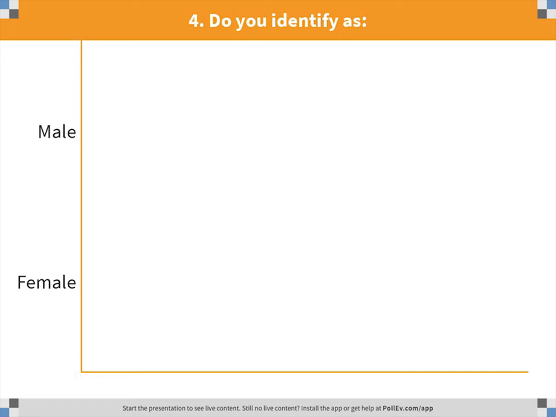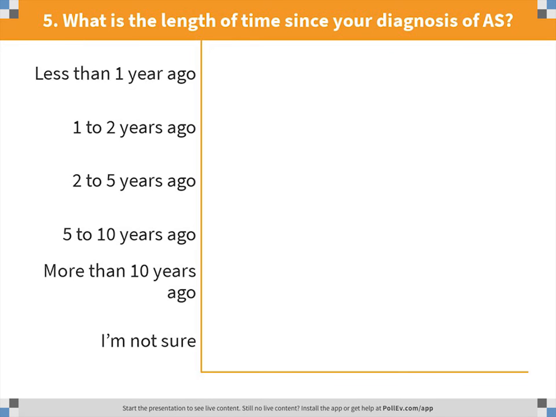Okay. So these will shift, so as we move from question to question, that polling question will close. Okay. So our fifth demographic question is, what is the length of time since your diagnosis of Alport syndrome, or the length of time since the diagnosis of the patient that you're representing? Options are A, less than 1 year ago, B, 1 to 2 years ago, C, 2 to 5 years ago, D, 5 to 10 years ago, E, more than 10 years ago, or F, if you're not sure the length of time since you or the person that you care for was diagnosed with Alport syndrome.